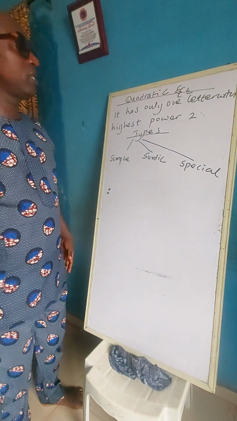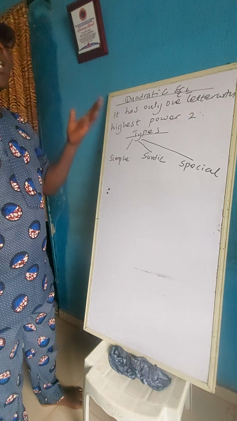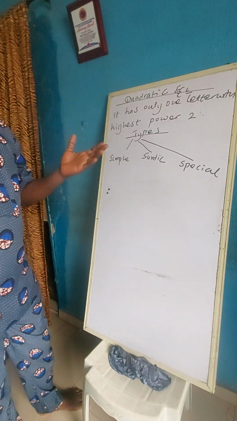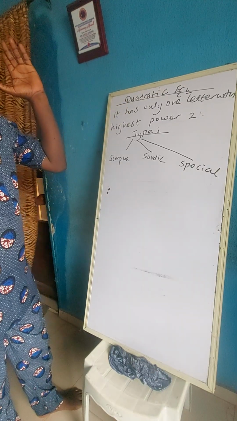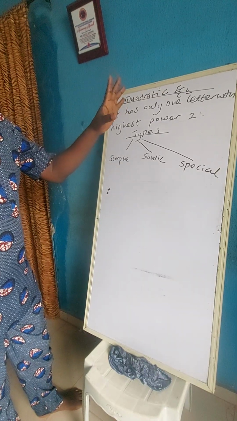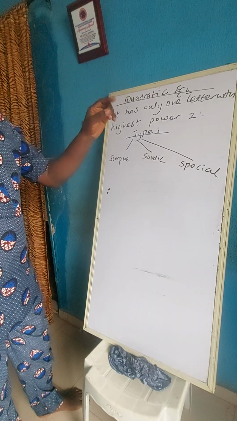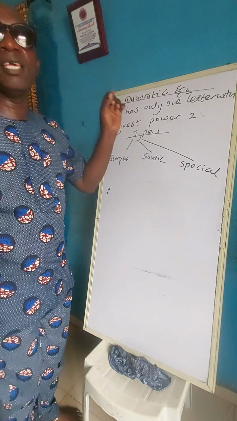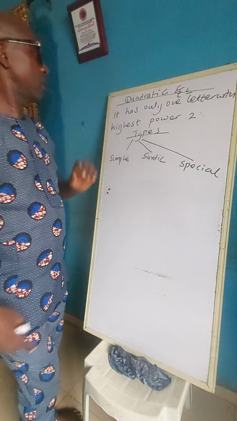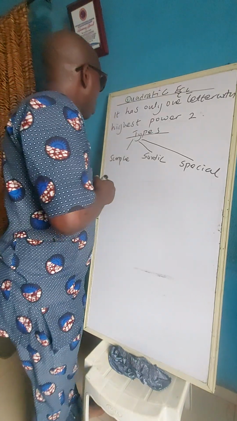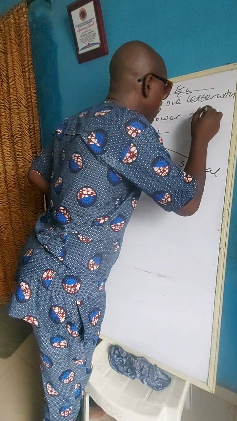Welcome back to the second type of equation, which is quadratic equation. Quadratic equation is a type of equation that has only one letter like linear equation, but the significant difference between linear and quadratic is that quadratic equation has a highest power of 2.